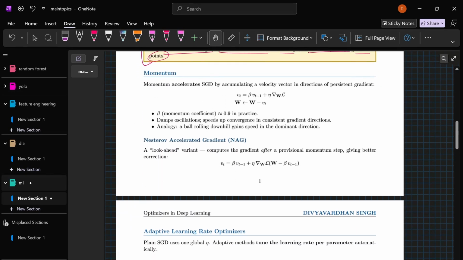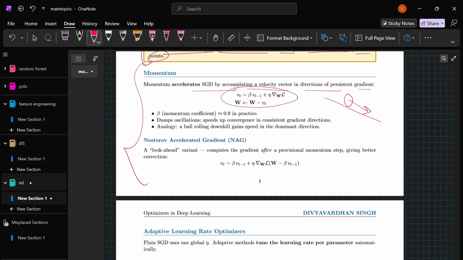Now we bring momentum into the story. Momentum is just like a ball rolling downhill. It accumulates speed in the direction where the gradient is constantly pointing. So instead of zigzagging, your weights move smoothly towards the minimum. The momentum coefficient beta is usually around 0.9.